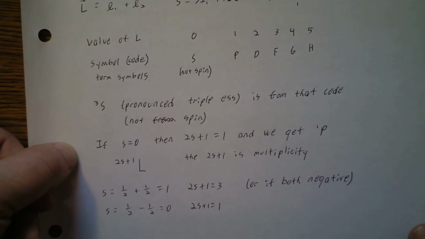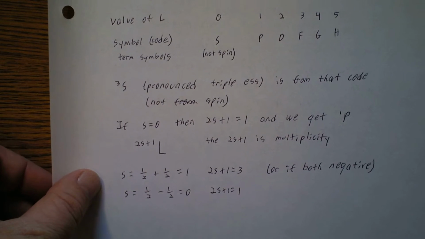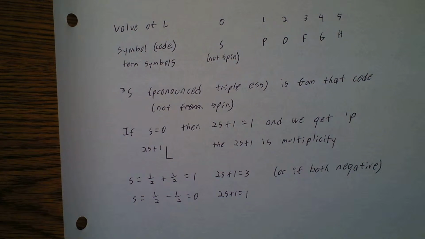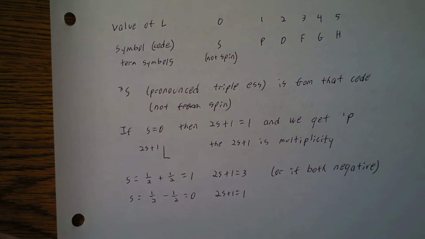So if S is equal to 0, then 2S plus 1 is equal to 1, and we get 1S. So 2S plus 1 L, that 2S plus 1 is the multiplicity. So for S, we get 1/2 plus 1/2, that's equal to 1. 2S plus 1 is equal to 3. Or if they are opposite, then S equals 1/2 minus 1/2, that's equal to 0. That's 2S plus 1, that's equal to 1. So singlet, triplet.